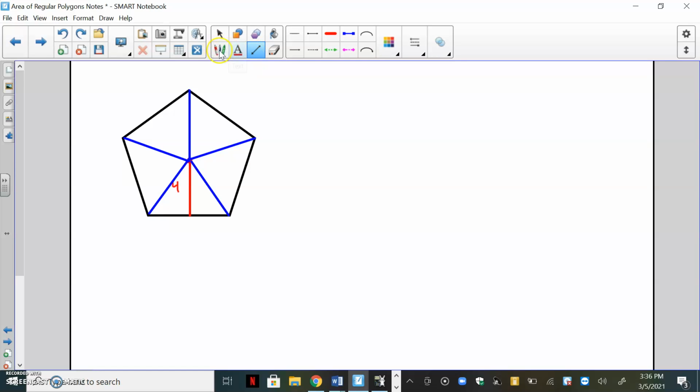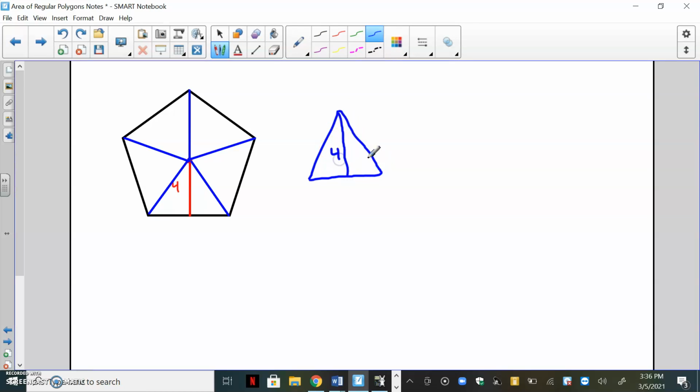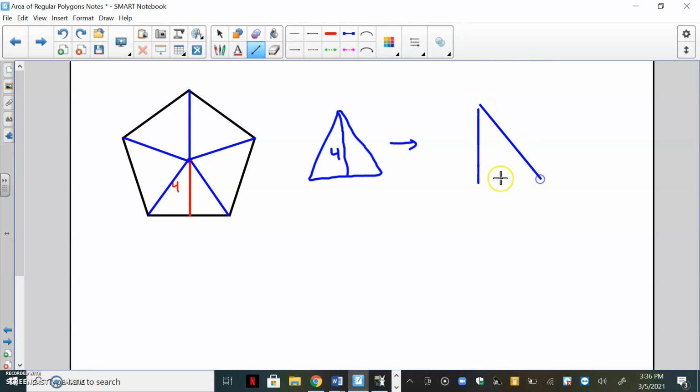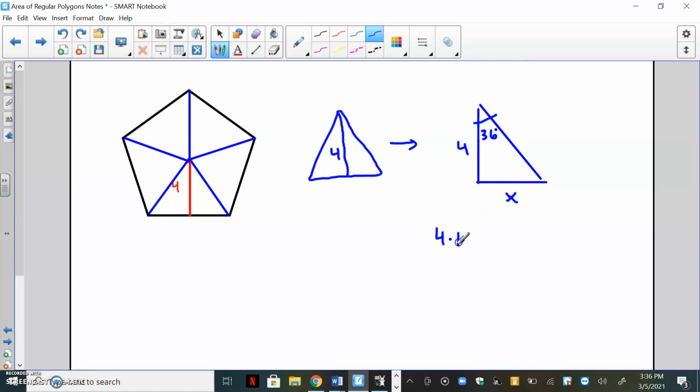Okay, so you still zoom in on one of the triangles. You take that one triangle. This is the height. This is 4. But in this case, we don't know the base. So you're still going to cut this triangle in half, but we know that this is 4. We don't know this part, so this is what we have to find, and this would still be 36. So at this point, you find that by doing 4 times tangent of 36. All right, this is going to get you about 2.91.